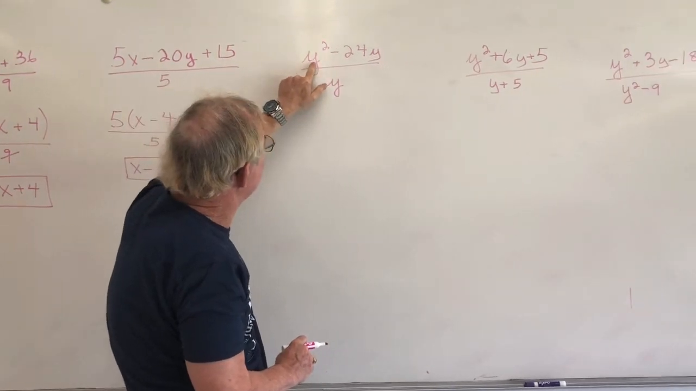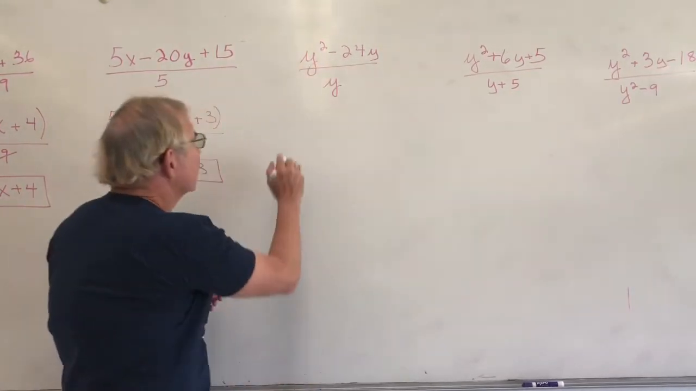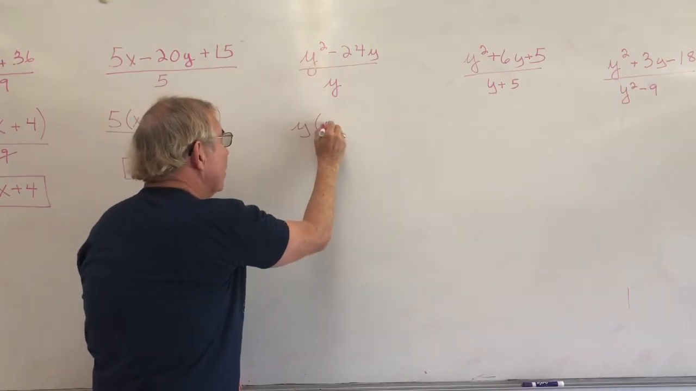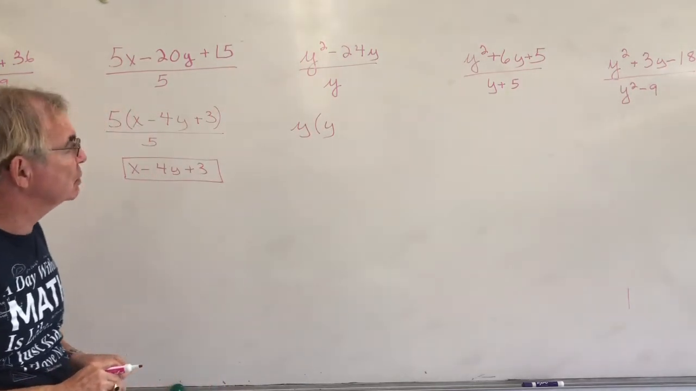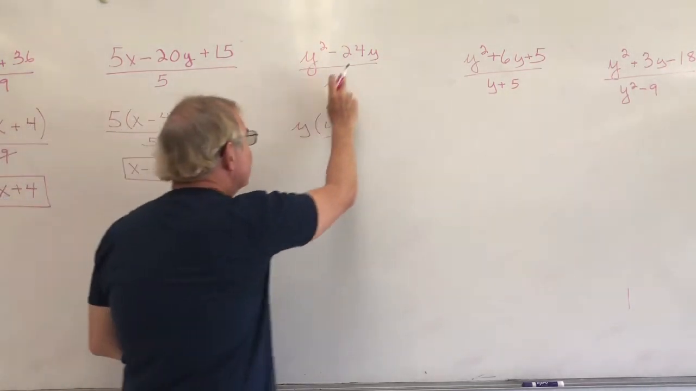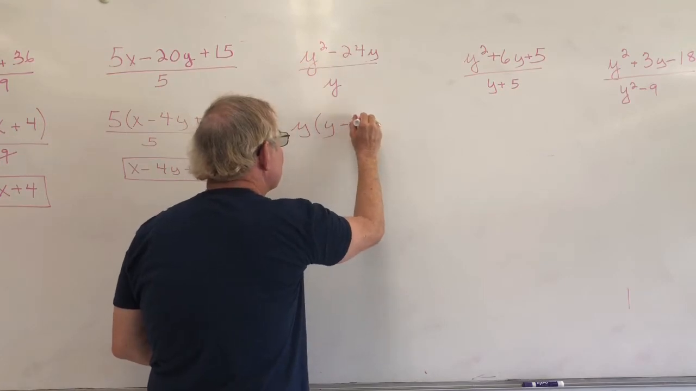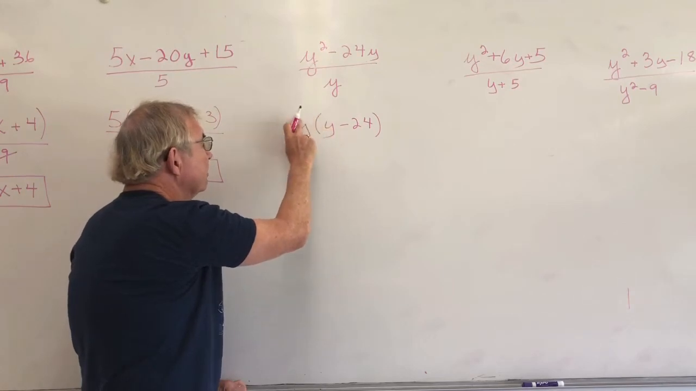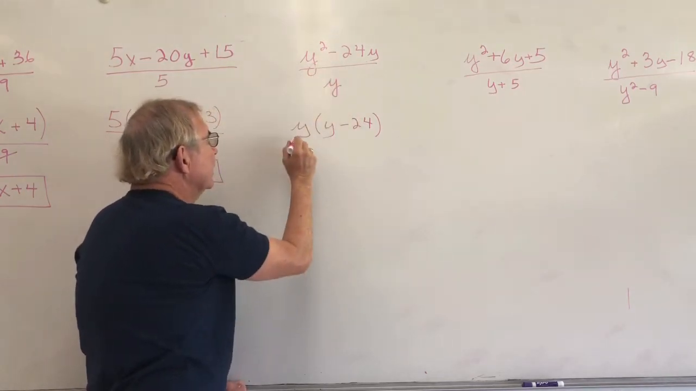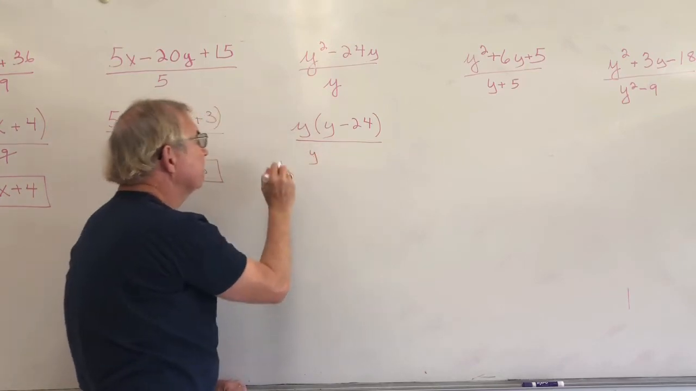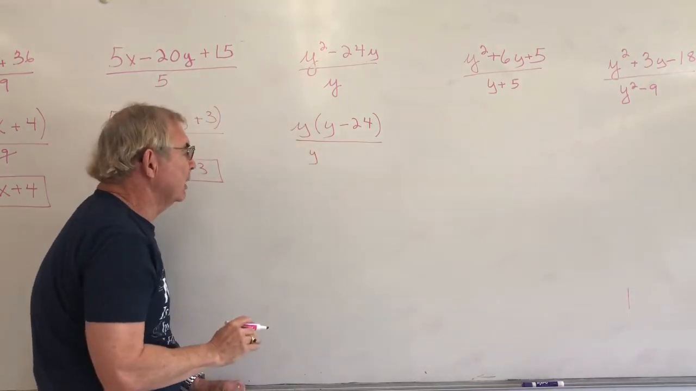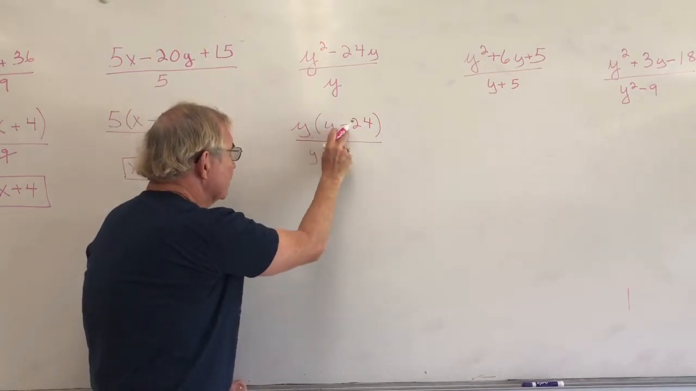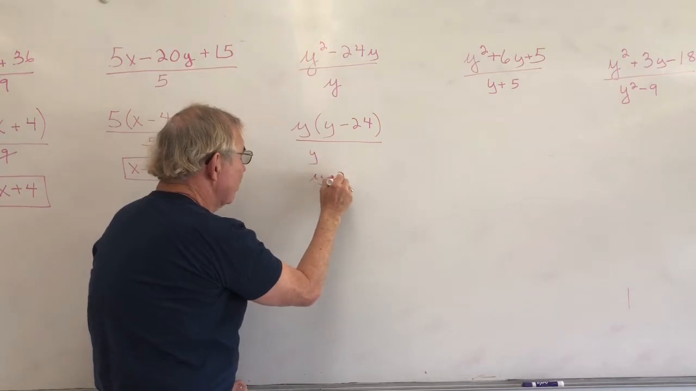Looking at the numerator, you notice both terms have a y. This has y squared, this has y. So we can factor out a y. Y goes into your first term, y times y is y squared. Y goes into negative 24y, negative 24 times. Let's check that by distributing: y squared minus 24y. And we divide that by the y. The y's divide out to 1, and you're left with 1 times what's in the parentheses, which is simply y minus 24.